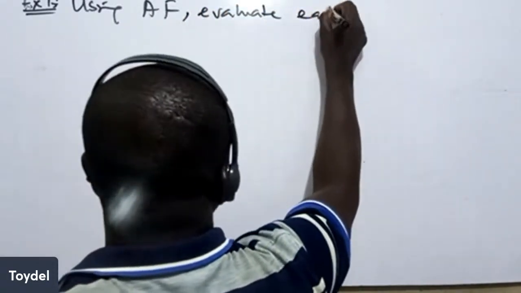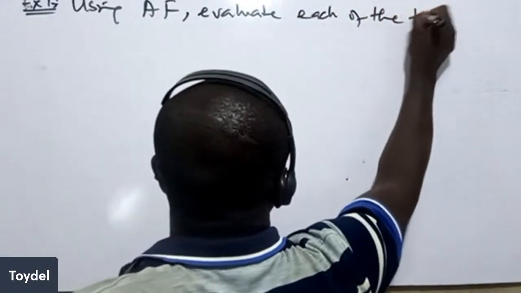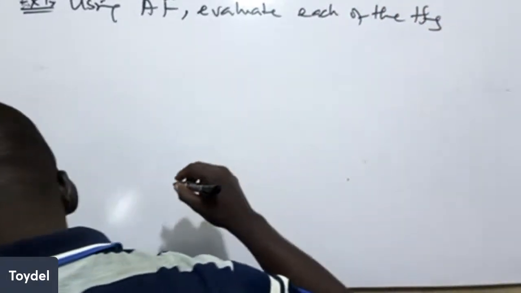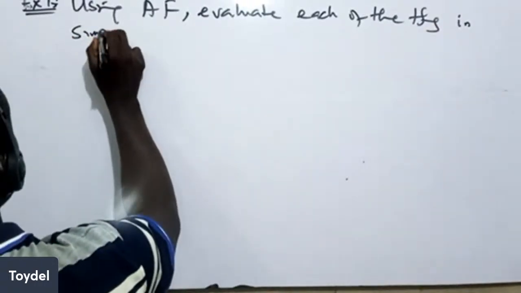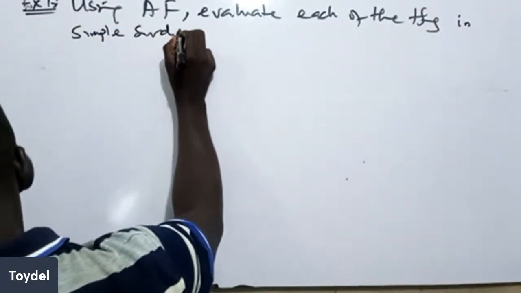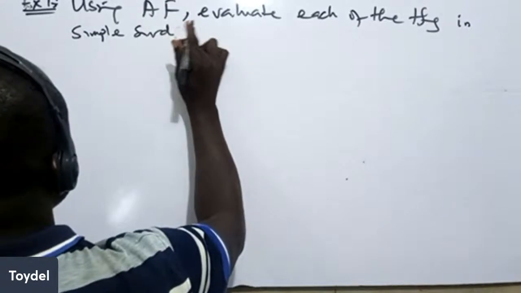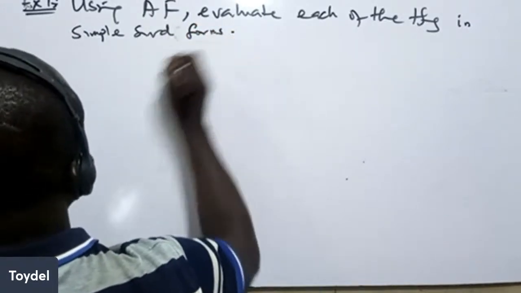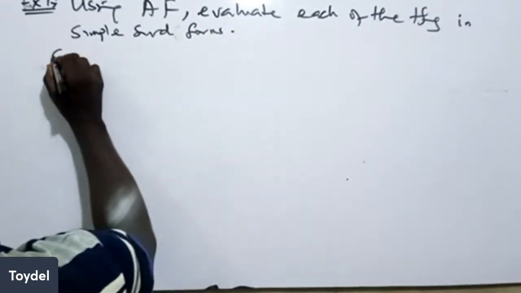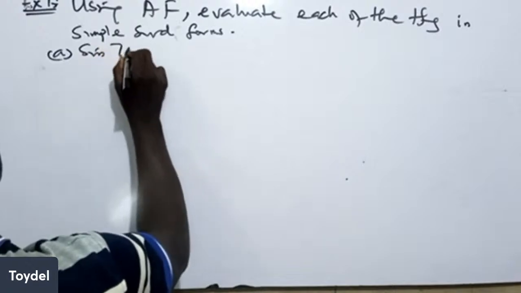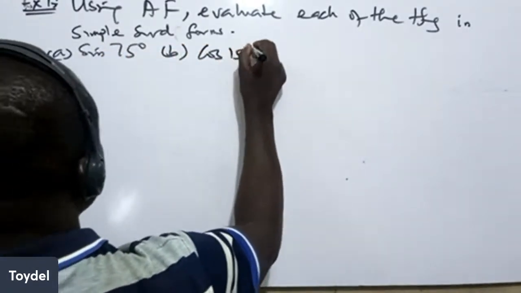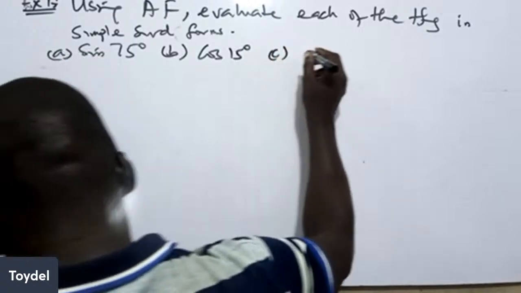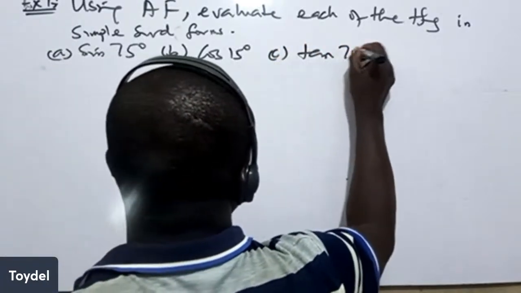Evaluate each of the following in simple surd form. A, the first one is sine 75 degrees. Then B, we have cos 15 degrees. Then C, if you have to find tan 75 degrees.